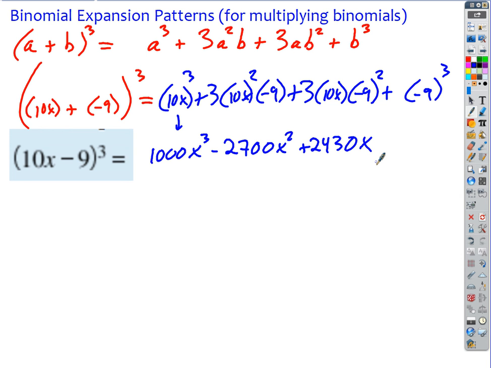And there's my x. And then negative 9 cubed, well, negative 9 times negative 9 is 81, times negative 9 is what? What's that? 729. Okay. That's it. You get the idea? Yes.